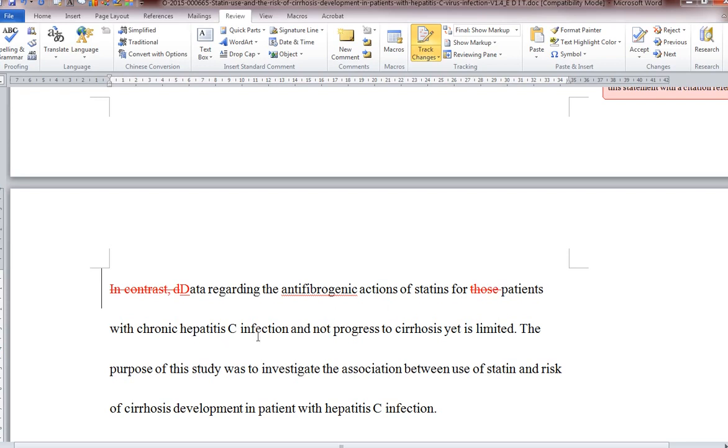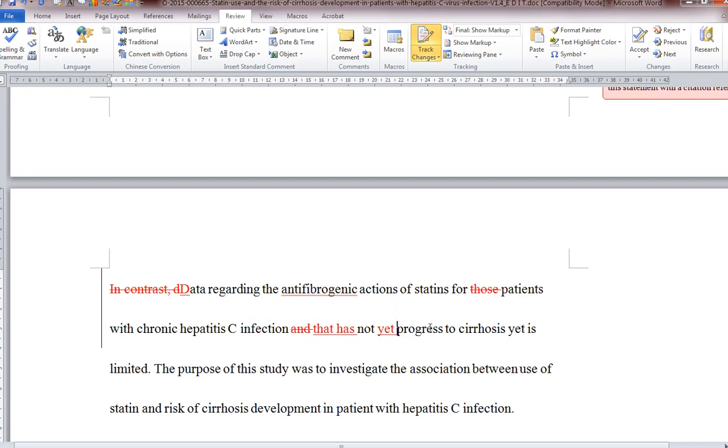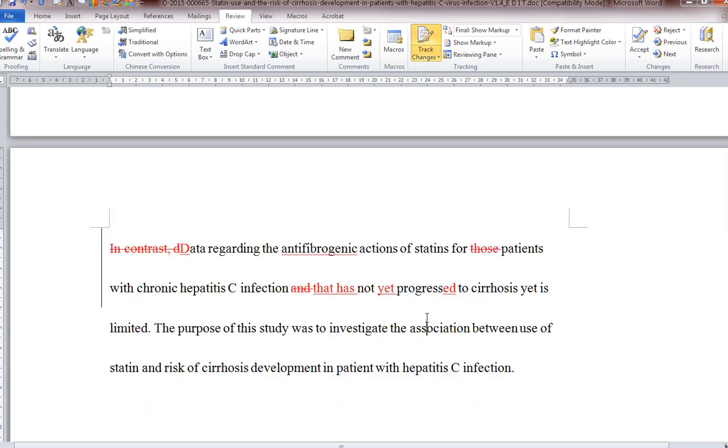Okay, with chronic hepatitis C infection and has not progressed. Okay, I think this means that has not. Typing is not my best skill, but catching my own errors is one of my best. Okay, that has not yet progressed. We could also say that has yet to progress, but I think this is fine.